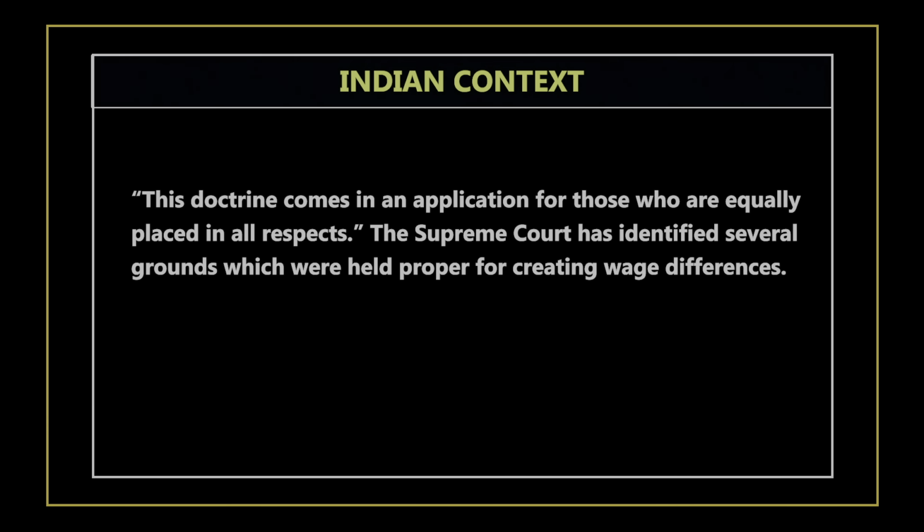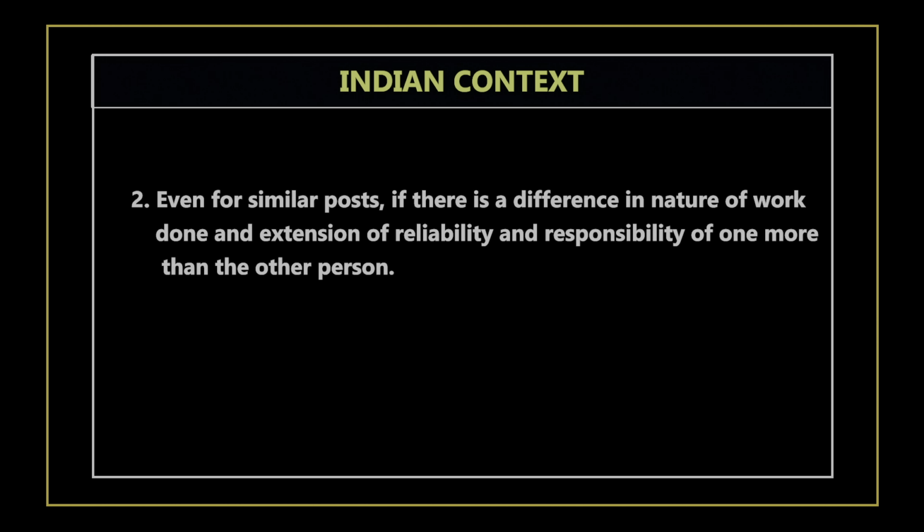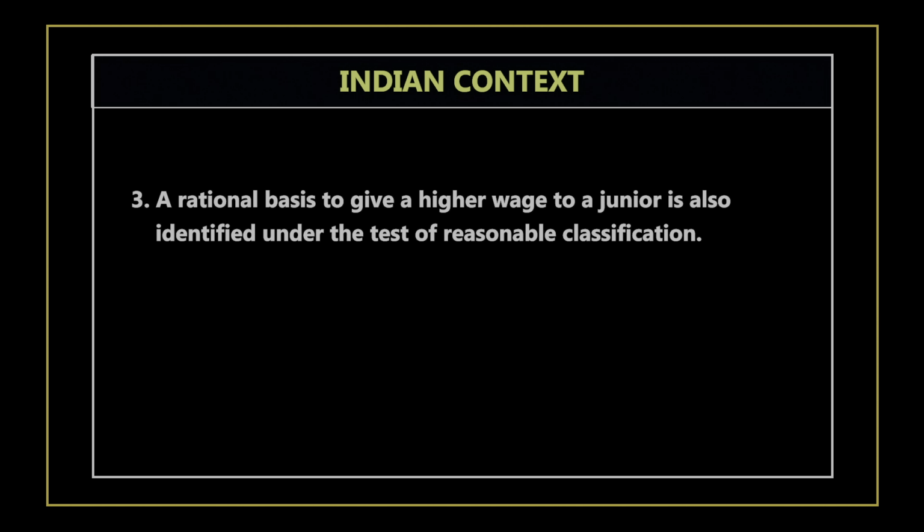The Supreme Court has identified several grounds which were held proper for creating wage differences. Educational qualification was held to be a valid ground for wage difference. Even for similar posts, if there is a difference in the nature of work done and the extent of reliability and responsibility of one over the other person, a rational basis to give a higher wage to a junior is also identified under the test of reasonable classification.